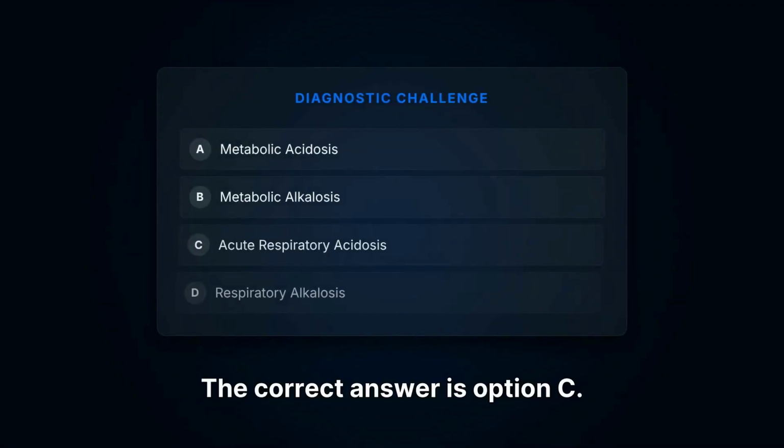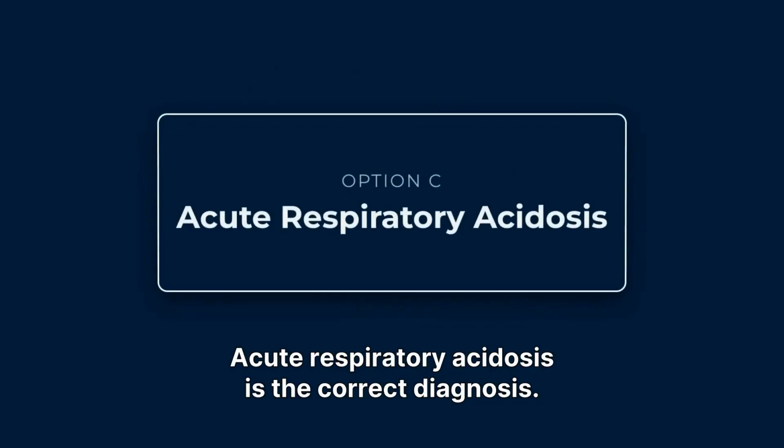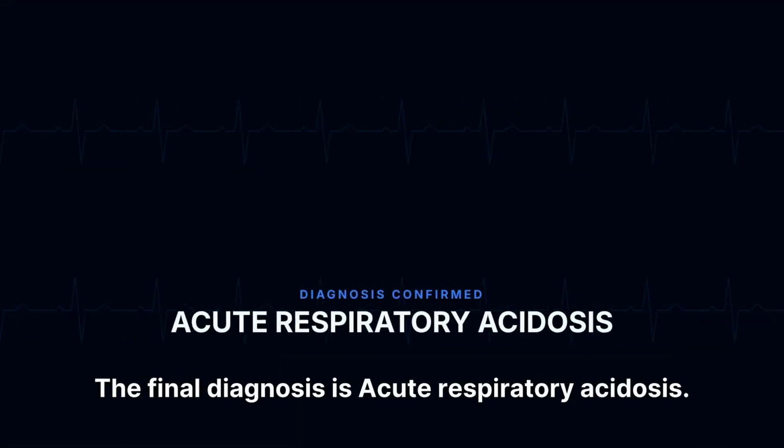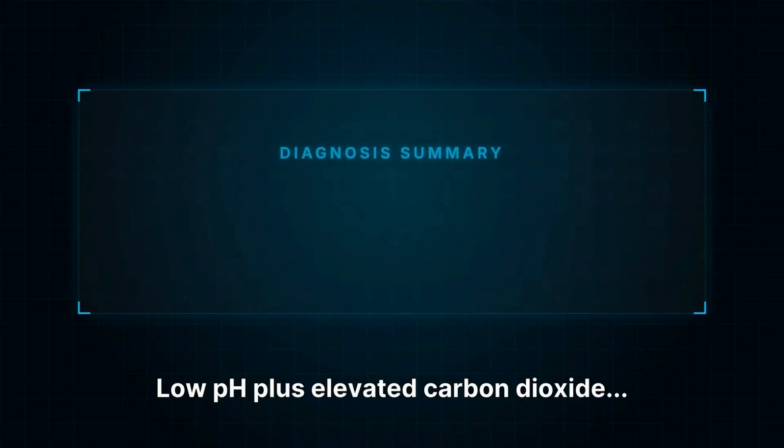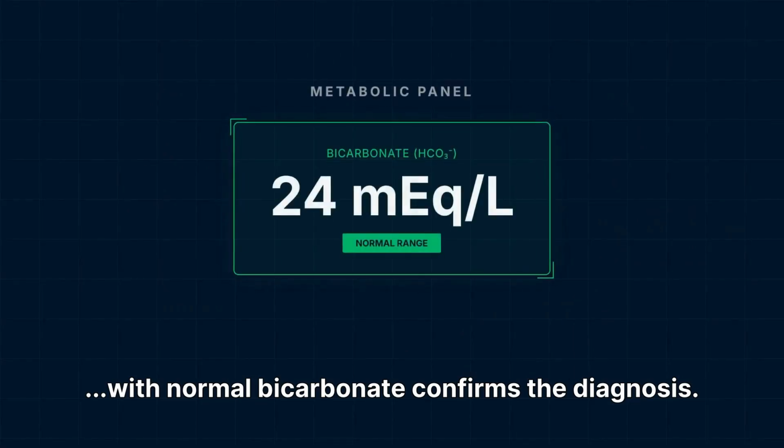The correct answer is option C. Acute respiratory acidosis is the correct diagnosis. The data confirms it perfectly. Low pH plus elevated carbon dioxide with normal bicarbonate confirms the diagnosis.